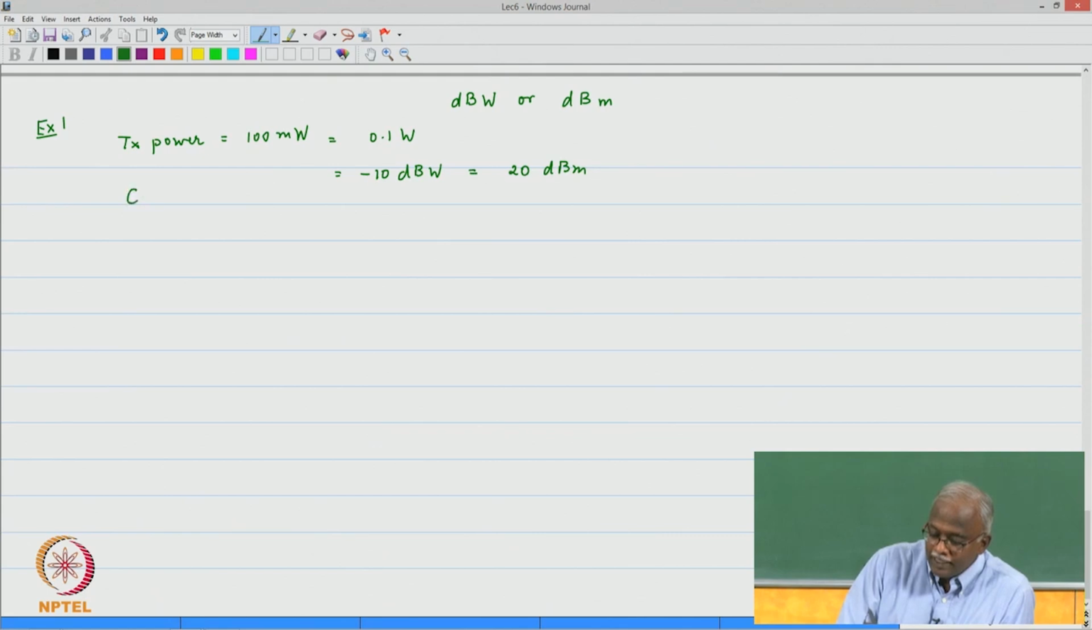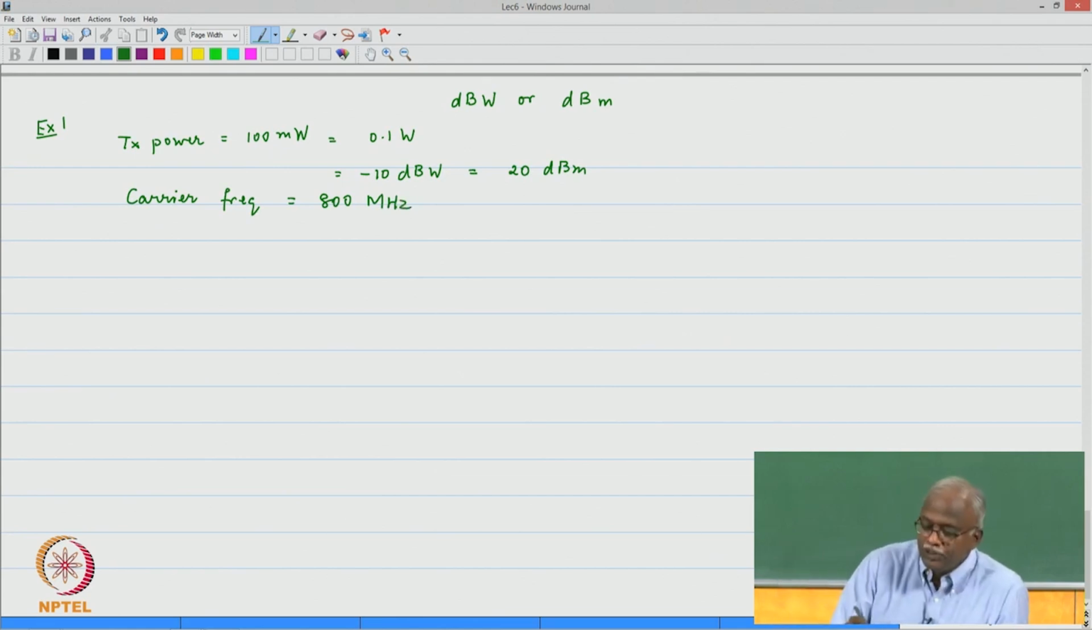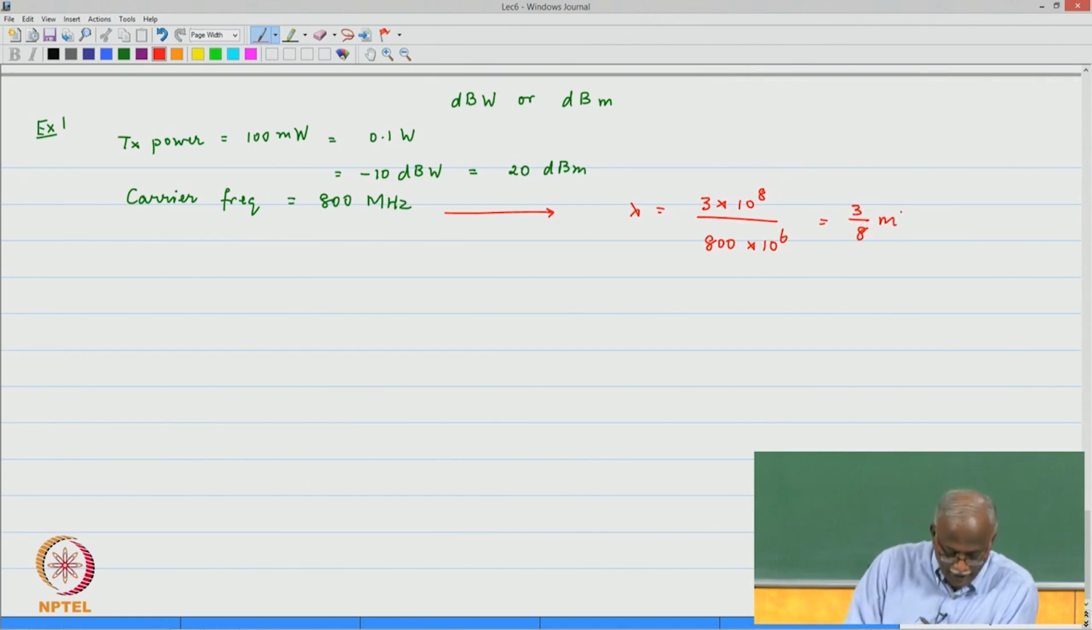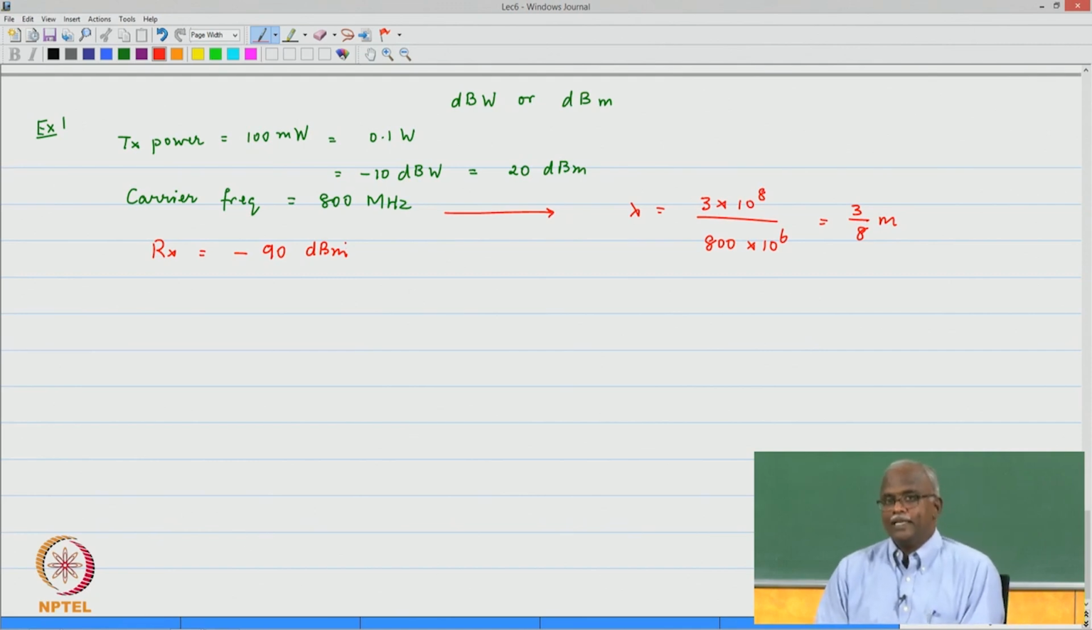Now, we are given that the carrier frequency for the electromagnetic transmission is 800 megahertz, and this will help us compute the wavelength. So, the wavelength would be the velocity of light, 3 into 10 power 8, divided by the carrier frequency 800 into 10 power 6, that gives us 3/8 of a meter. And we are told that the received signal power is minus 90 dBm.